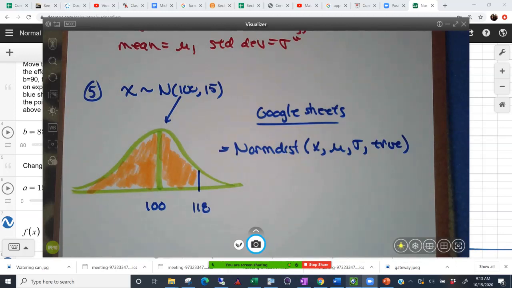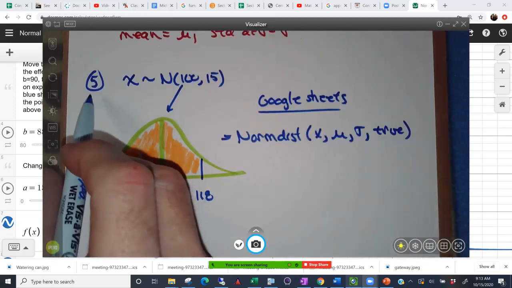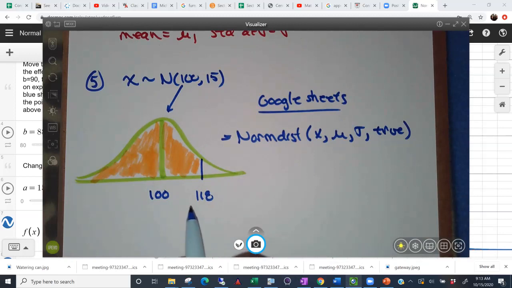Professor Parent, where did the 118 come from? Oh, that's given to you in problem number 5. I can open up the book here, maybe I should do that, and we can look at it there. But what we want to try and find is this probability.